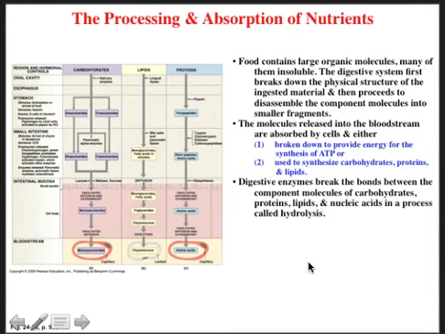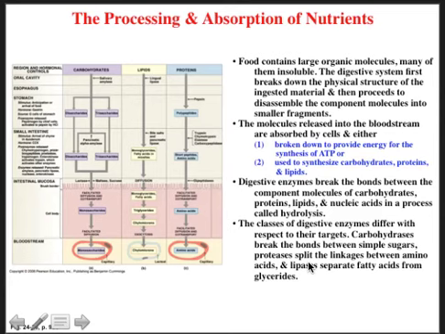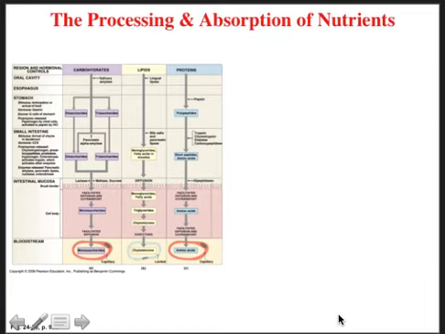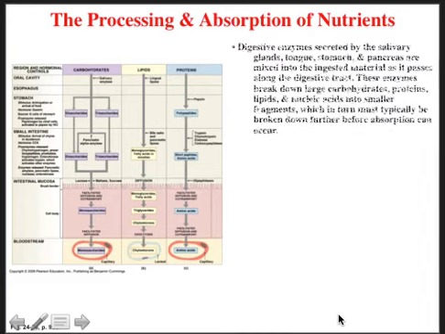GI enzymes break the bonds between component molecules of carbs, proteins, lipids, and nucleic acids in a process known as hydrolysis, which uses a water molecule to split a polymer into its monomeric components. The classes of digestive enzymes differ with respect to their target. Carbohydrases break the bonds between simple sugars, proteases split the linkages between amino acids, and lipases separate the fatty acids from the glycerides. Again, a disassembly line.